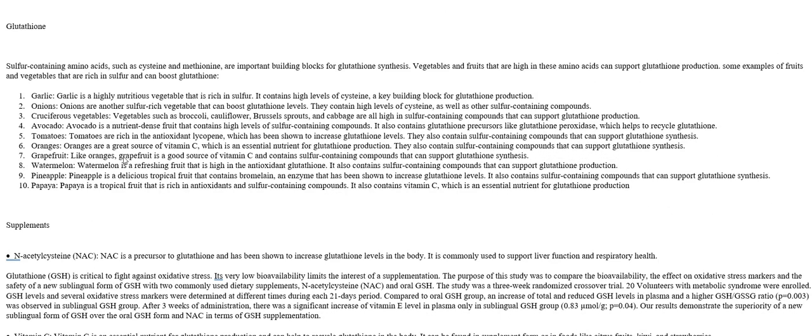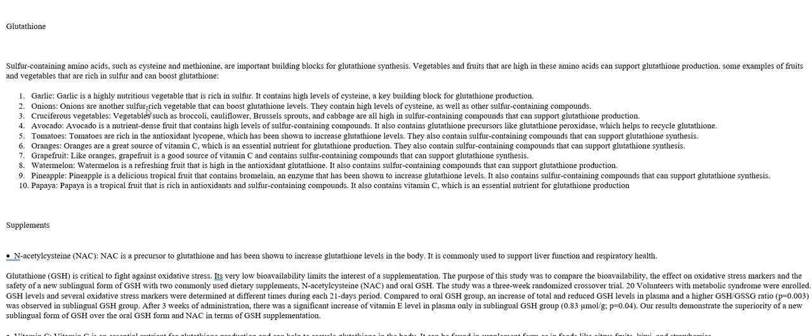So I did my research on how to increase glutathione. Basically foods rich in sulfur. And I will name you some of the richest. Sulfur containing amino acids such as cysteine and methionine are important building blocks for glutathione synthesis. Vegetables and fruits that are high in amino acids can support glutathione production. Some samples of fruits and vegetables that are rich in sulfur and can boost glutathione.